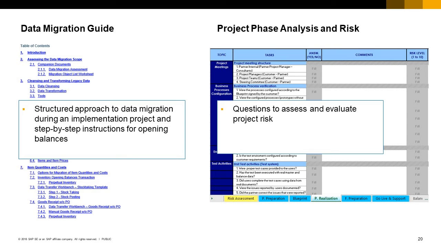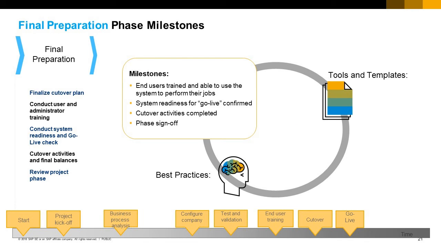The Data Migration Guide gives you a step-by-step approach to importing legacy data including a recommended order for data migration and opening balances. The Project Phase Analysis and Risk spreadsheet contains questions to assess project risk during each phase of the implementation project. You can evaluate overall risk by entering the likely risk for each question. The goal of final preparation is to bring the newly configured system, along with the infrastructure and the users, to the point where it can be switched to production use.